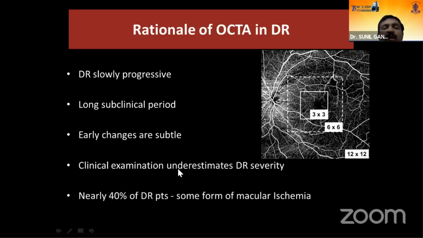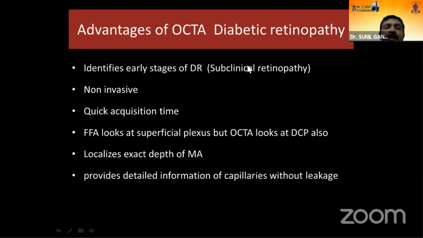Sometimes clinical examination alone underestimates the diabetic retinopathy severity. Studies have shown that almost 40% of the patients with diabetic retinopathy will tend to have some form of macular ischemia. So those ischemic changes should be picked up by these imaging modalities. So what are the advantages of OCTA in diabetic retinopathy?